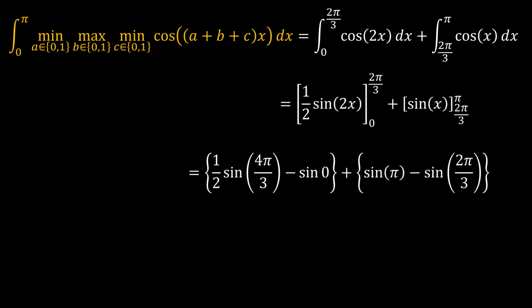Sine 0 is 0, sine pi is 0. So sine 4 pi over 3 is negative root 3 over 2, times obviously a half here. So we have negative half times root 3 over 2. And then sine 2 pi over 3 is going to be root 3 over 2, but we have a minus here. That minus kicks in, and so we have negative 3 root 3 over 4, and that is our answer. So a very interesting problem.